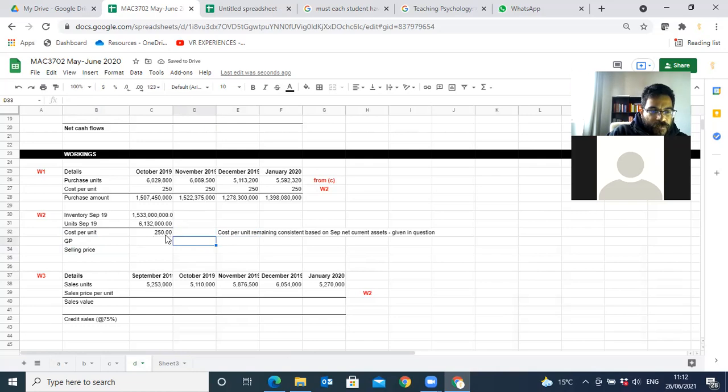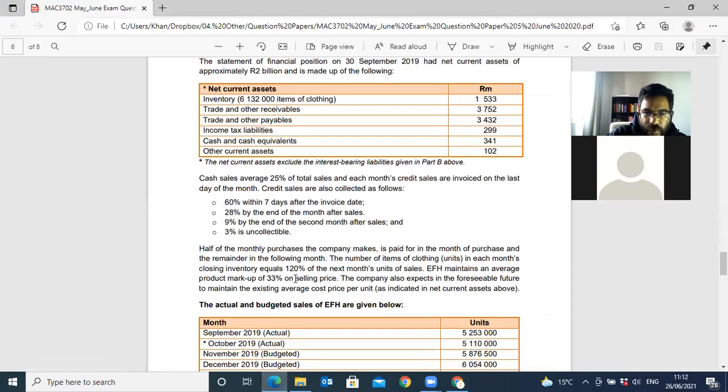So what do we know? We know the following. What you must know is that GP, they told us over here, is the following. They did tell us EFH maintains an average product markup of 33% on selling price.